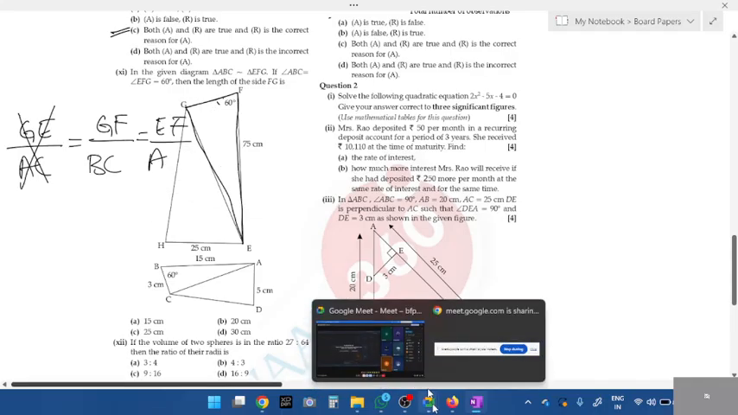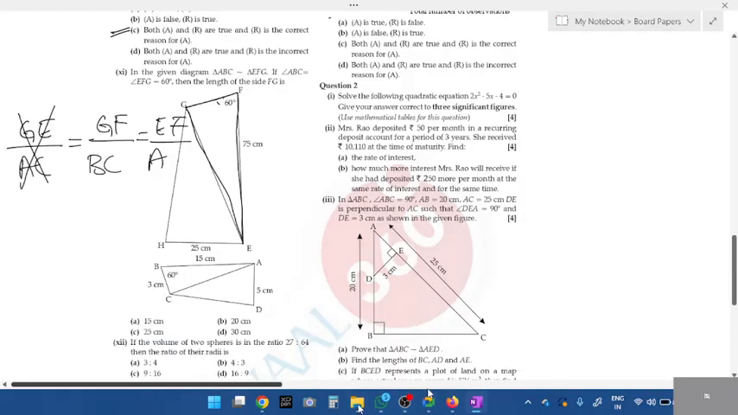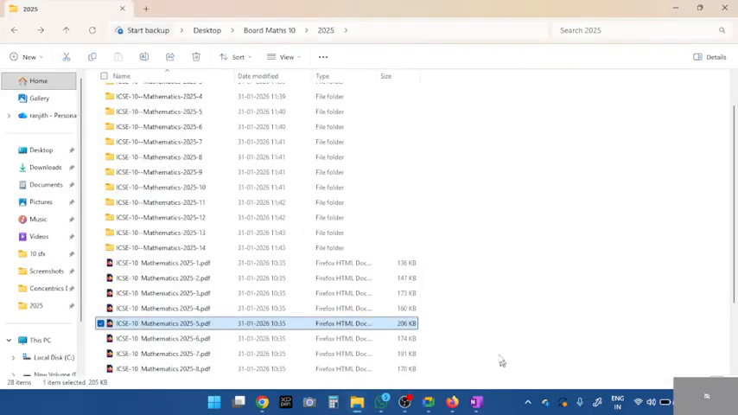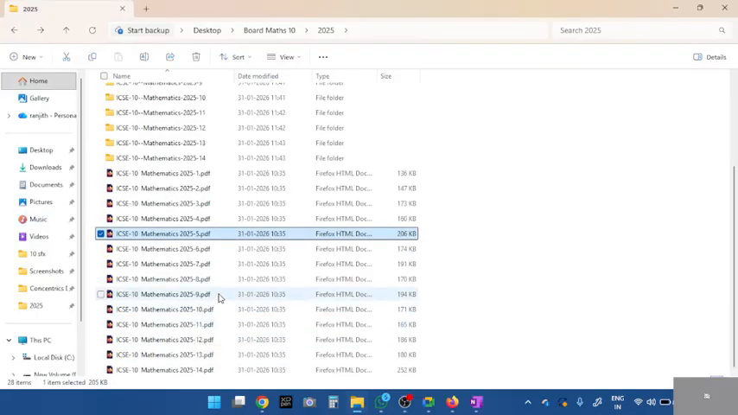Any doubts in this, students? Do you all have any doubts? If you know the property, you can use it directly. Within 2 lines, you get the answer. Let me check.